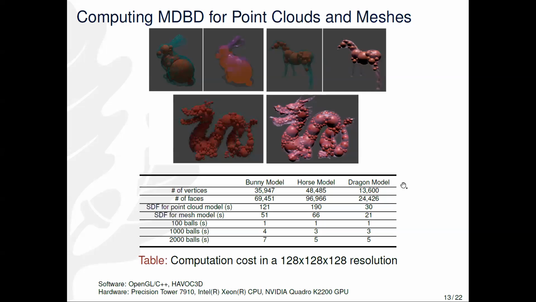Okay. And here shows the result of our algorithm computing the MDBD for point cloud models and boundary mesh models. The core part of the algorithm is to compute the signed distance function, which is SDF, of the domain, and update the SDF every time we calculate a new ball inside the domain. And it shows the time consumption and the configuration of the computer.